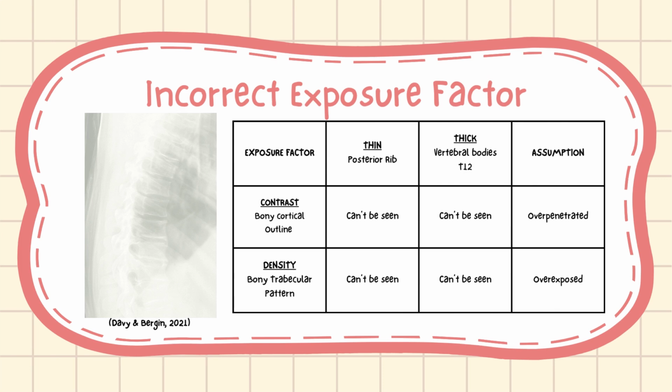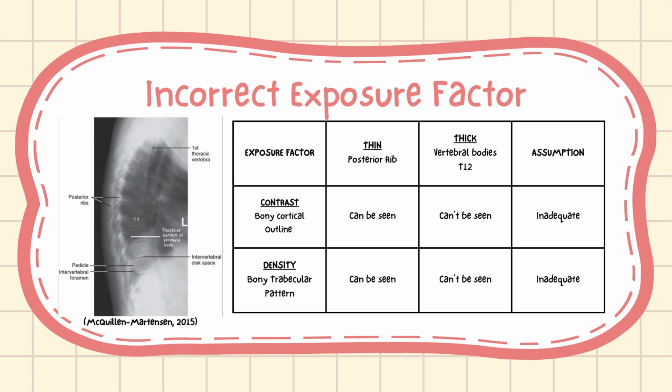This is the first example of an incorrect exposure factor used for this projection. The thin structure, which is the posterior ribs BCO, and also the thick structure, which is the T12 of the vertebral body's BCO, both cannot be seen from the radiograph, indicating that the KVP used is over-penetrated. Apart from that, the BTP of the posterior ribs and also the BTP of the T12 of vertebral bodies were both cannot be seen, suggesting that the MAS used are overexposed.